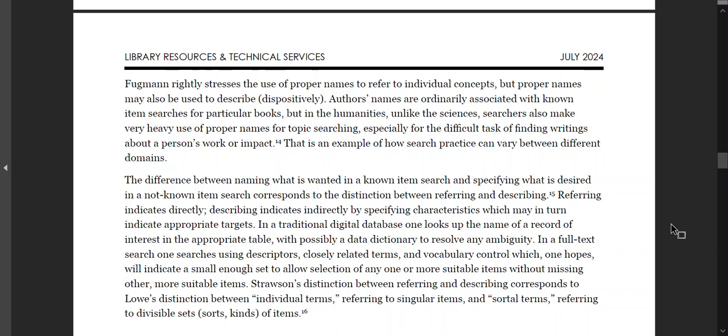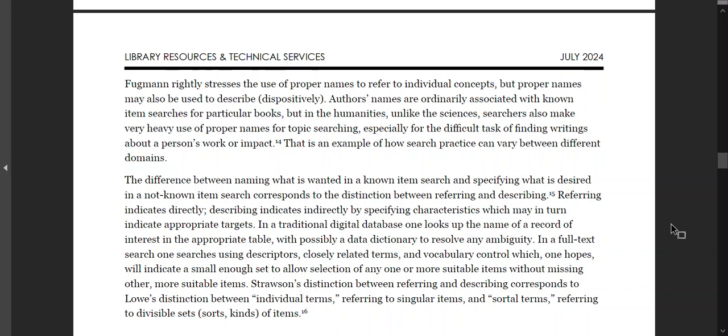That is an example of how search practice can vary between different domains. The difference between naming what is wanted in a known item search and specifying what is desired in a not known item search corresponds to the distinction between referring and describing. Referring indicates directly, describing indicates indirectly by specifying characteristics which may in turn indicate appropriate targets.